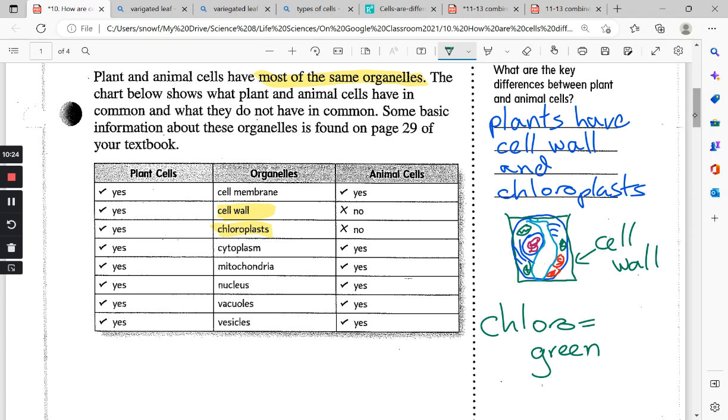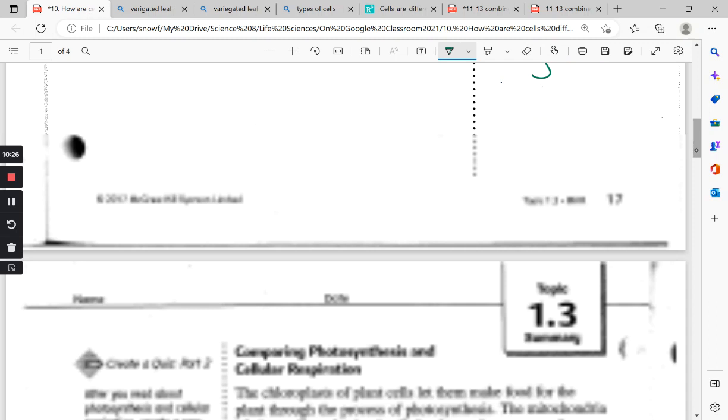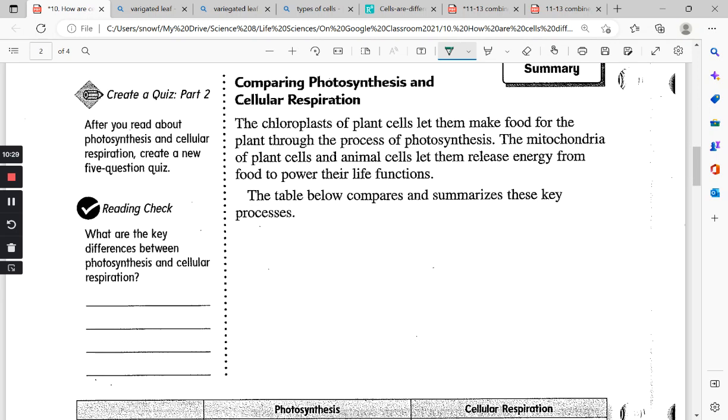Okay, let's go to the next part. Go to the other side. Speaking of chloroplasts and mitochondria, we're going to take a brief look at photosynthesis and cellular respiration. These are two really important processes. Without them, life as we know it would not be happening. So chloroplasts of plant cells, and you're highlighting this with me, right? Okay, gotcha. Chloroplasts of plant cells help them make food, and they do that through something called photosynthesis.